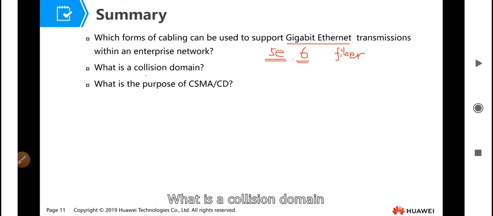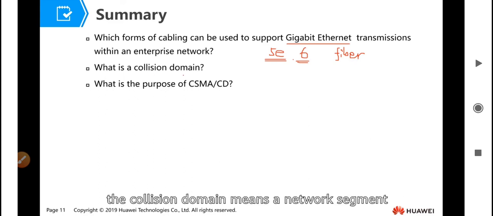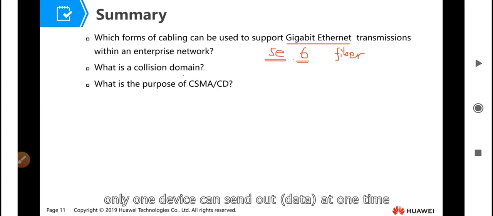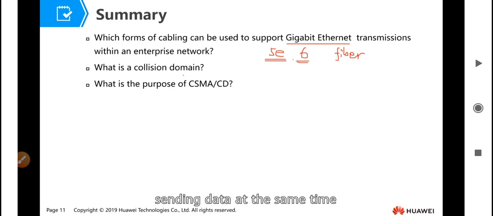What is the collision domain? The collision domain means a network segment in which only one device can send out at one time. If two or more devices send data at the same time, then a collision will happen, that is, the signals will be destroyed. This is the collision domain. And what is the purpose of CSMA/CD? CSMA/CD provides a mechanism for devices in a collision domain on how to use the network media.